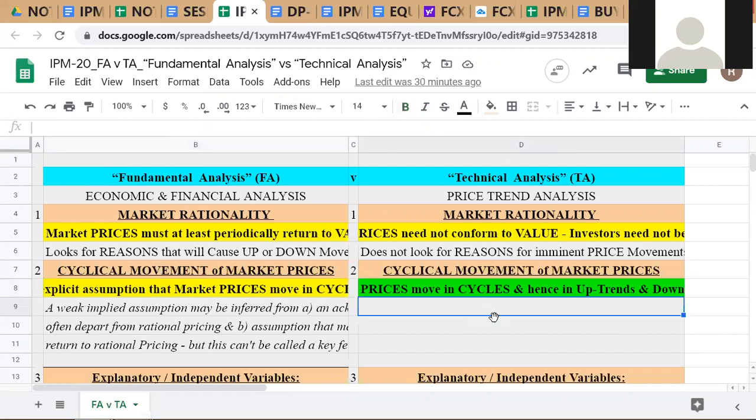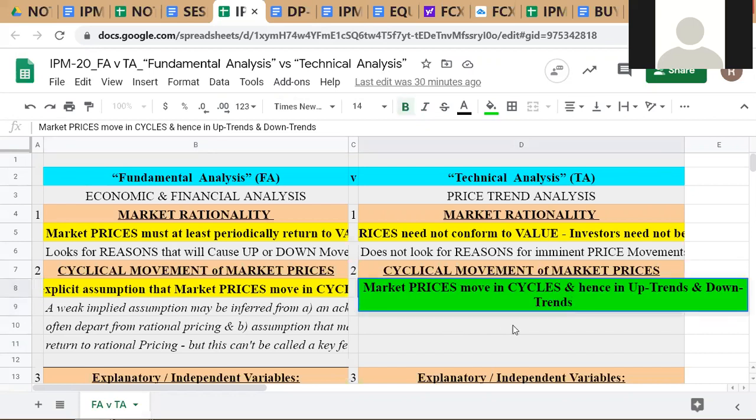But now look at TA. A very important assumption in TA is that, if you read other books on TA like Murphy and all that, you will find that the assumption is written as market prices move in trends. Actually, this statement is not at the right level.